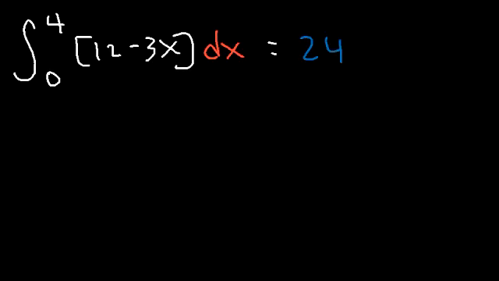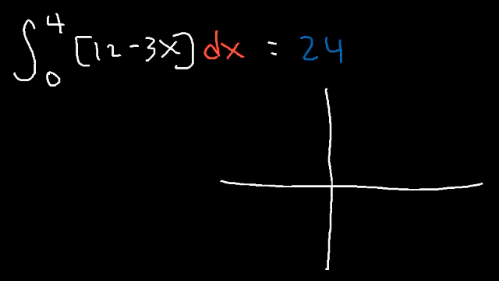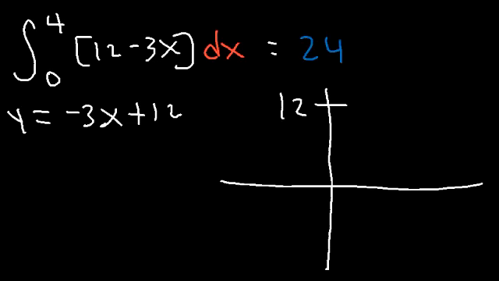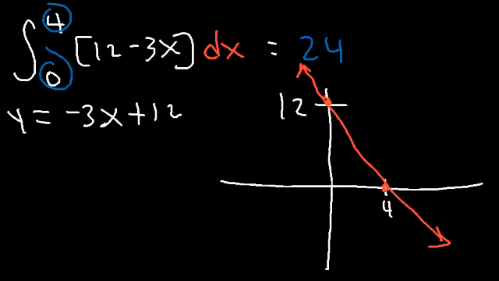Now let's go ahead and graph the function. If we have the graph y equals negative 3x plus 12, we can see that the y-intercept is 12. The x-intercept, if you replace y with 0 and solve for x, is going to be 4. So we have the points (4, 0) and (0, 12). So now let's graph it. Now we wish to find the value of the integral from 0 to 4. So that's basically this region.